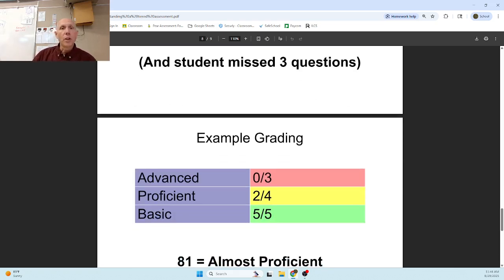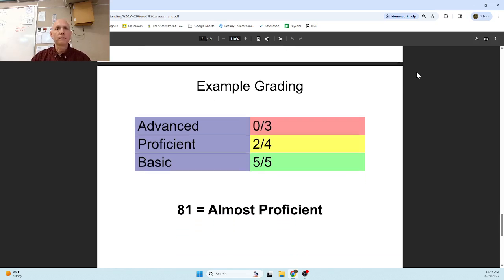The student showed a basic understanding, a little bit of proficiency, but didn't show the advanced. I would say this is an 81, almost proficient.